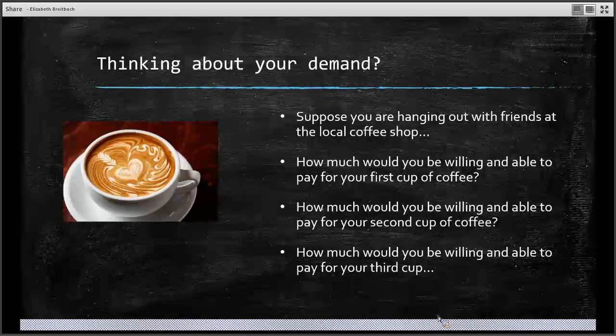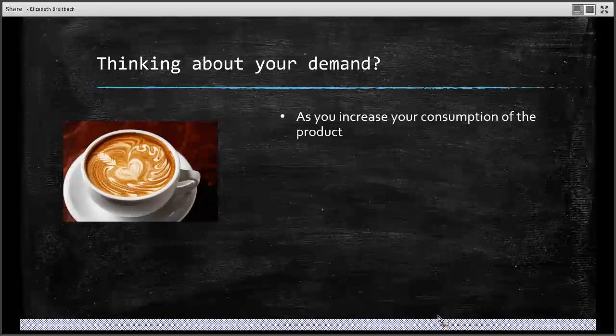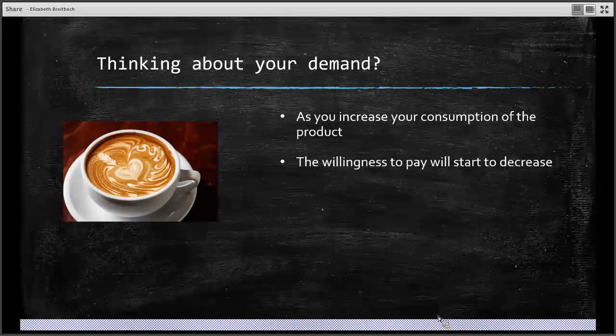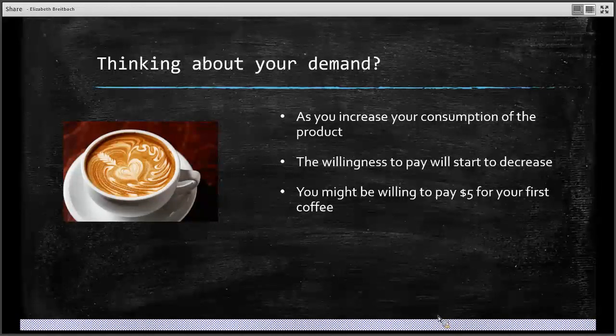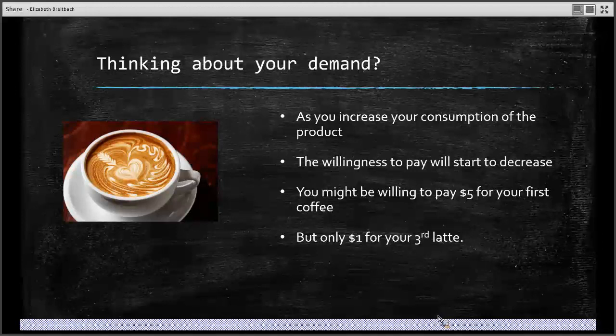As we continue to purchase the product, or as we continue to think about additional units, what we're going to find is that the amount that we're willing to pay starts to decrease. So we might be willing to pay $5 for our first cup of coffee, but by the time we get to our third cup of coffee, our third latte, we're only willing to pay $1. The extra benefit we get decreases. I start to get full, right? Or I start to get hyped up on caffeine. Maybe I'd rather have a water instead of my third latte. So the willingness that I have to pay starts to decrease.